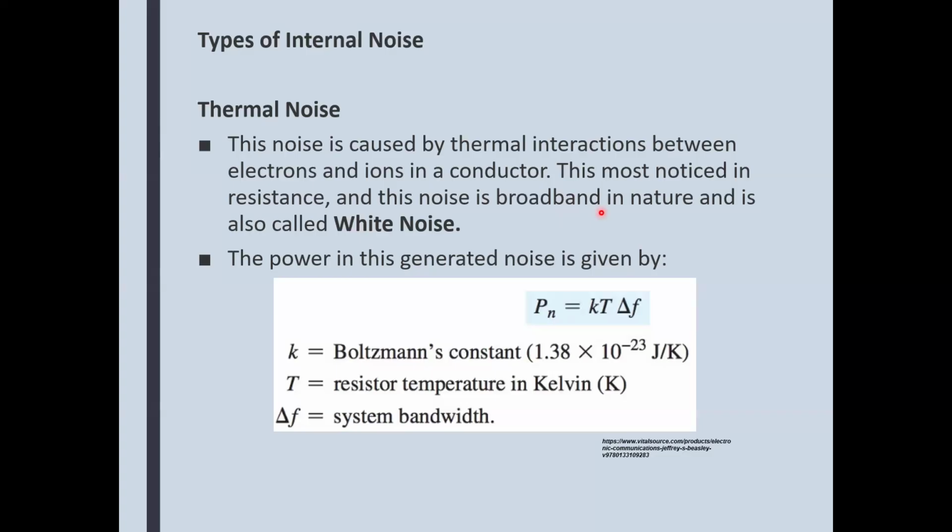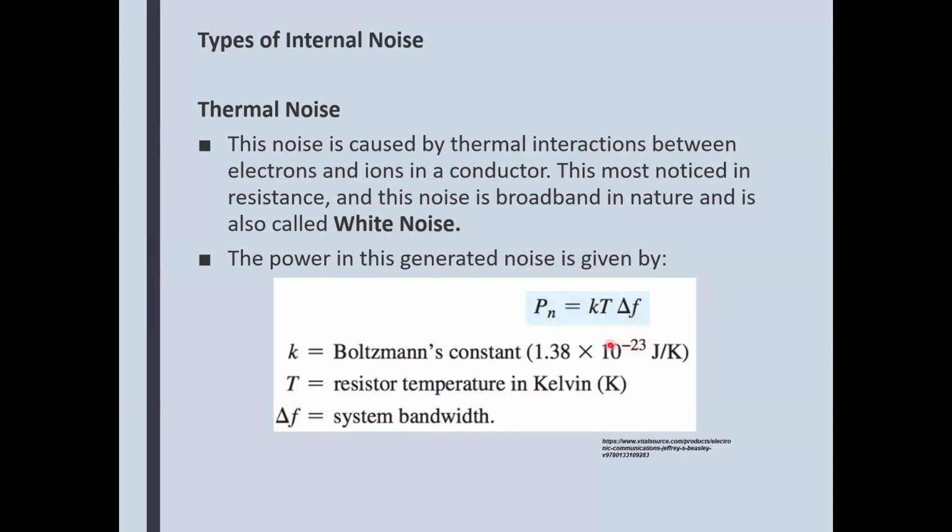Broadband means spread around a greater amount of the bandwidth that is being used. It's also called white noise. The power in this generated noise is given by the noise power, Pn, which equals kT times delta F.